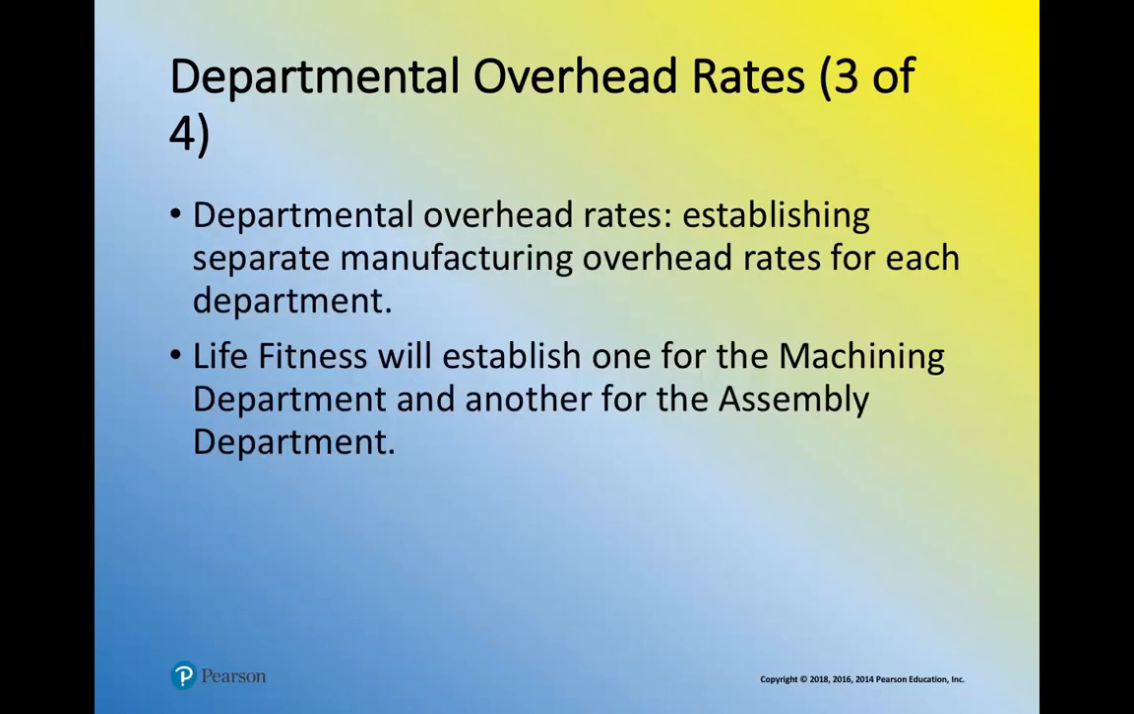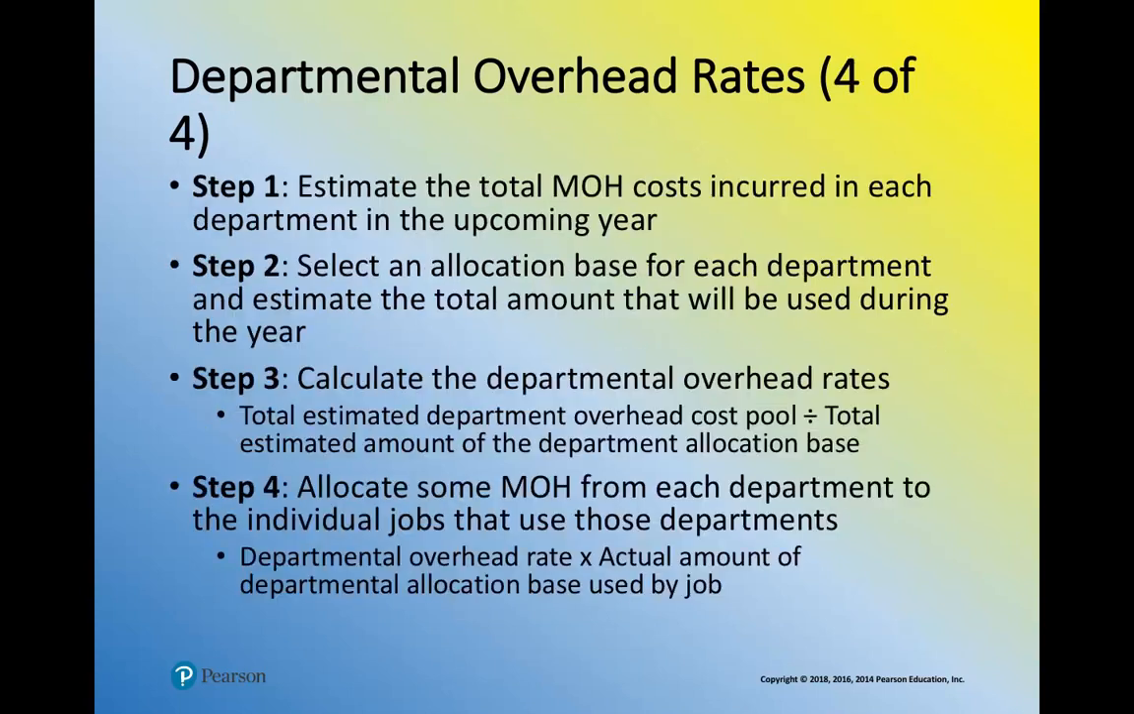So step 3 here, once we've gone through and said, yes, we have different departments that have different requirements, and yes, our products require those departments differently, we're going to establish our departmental overhead rates. What we do there is calculate a predetermined overhead rate for each one of our departments. But because it's departmental overhead, we're going to call it our departmental overhead rate instead of predetermined overhead rate. But we go through the same exact formula, same exact steps.